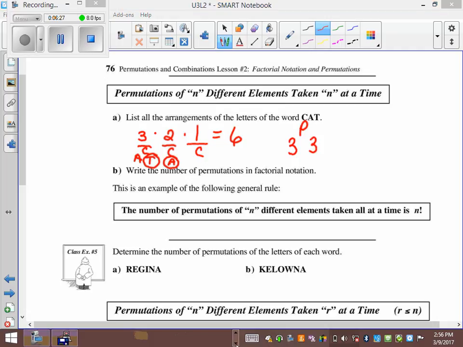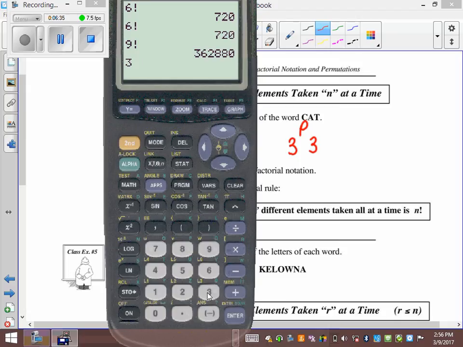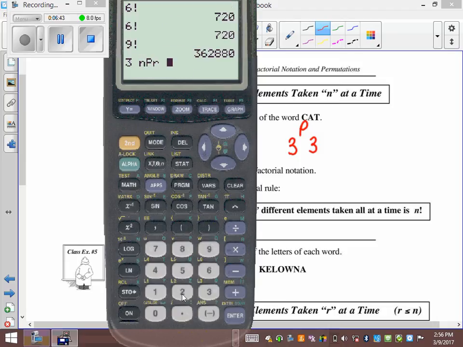Now where is that in your calculator? Well, you're going to go 3. You're going to go to that same spot as you did to find the factorial symbol. So math, left. And you're going to pick 2 for permutation. And then you're going to pick 3 again. And it's 6.